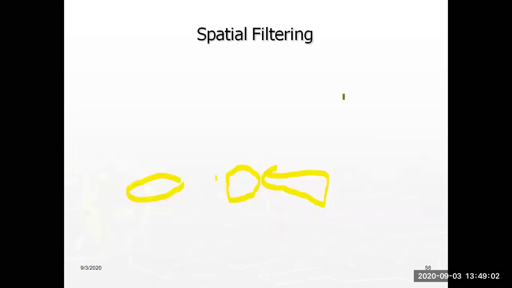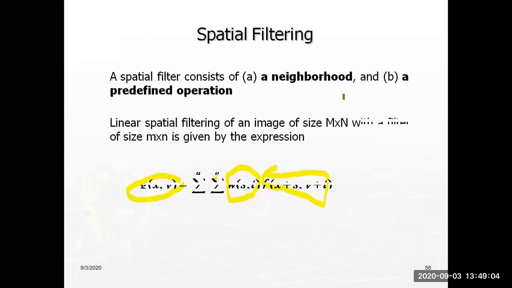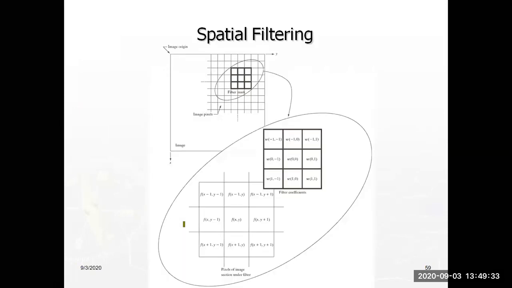Next, spatial filtering. In spatial filtering, there are simply two parts. The first is the neighborhood part, the second is the operation part. Here the neighborhood means W of s comma t, and this is called the operation. By performing the neighborhood and operation, you get another image called the output image g of x comma y. Here I am showing a simple neighborhood operation. We have discussed all this in the initial stage also.